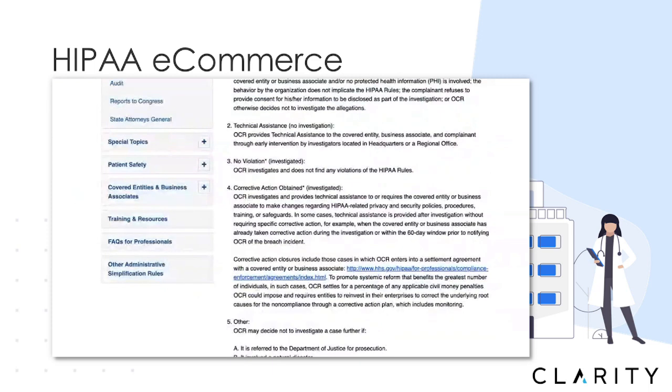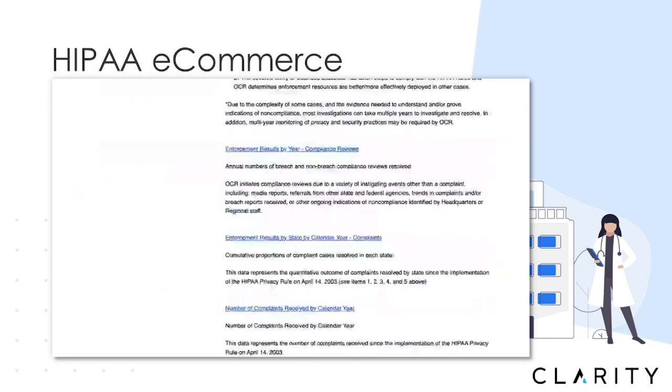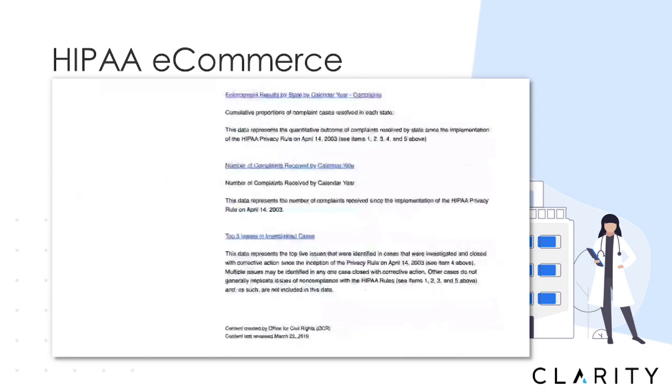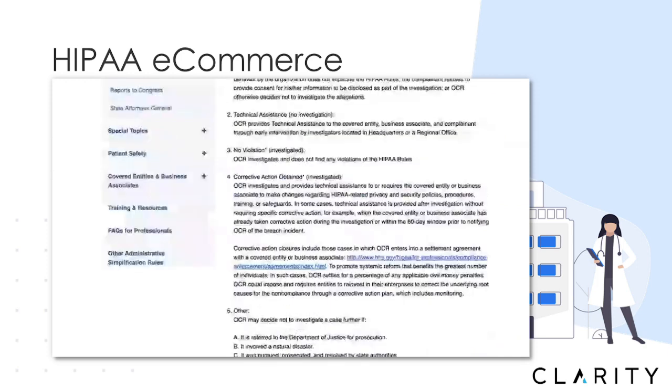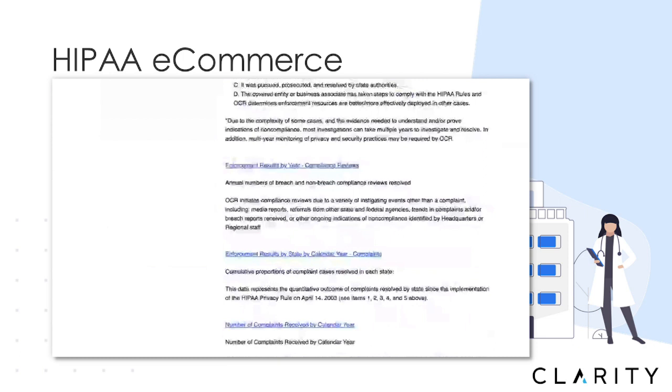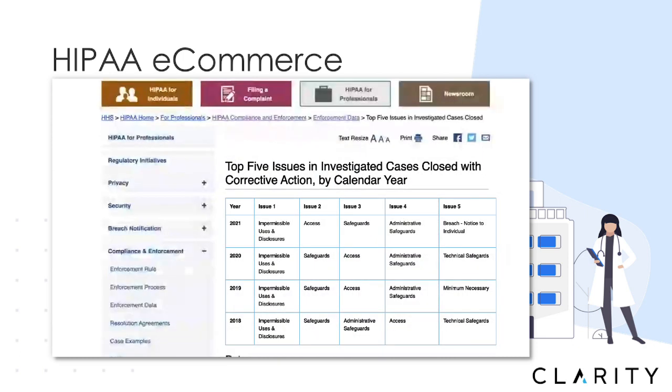And again, if you scroll down beyond that, you can see they go into enforcement results by year, enforcement results by state, top 5 issues in investigated cases. And these are just really, really helpful so you can actually see some of the types of problems that occur. And if you go into the top 5 issues in investigated cases, this is sort of like a repeating situation. So impermissible uses and disclosures, that's the number 1 issue. Access and safeguards, that's number 2 and number 3.